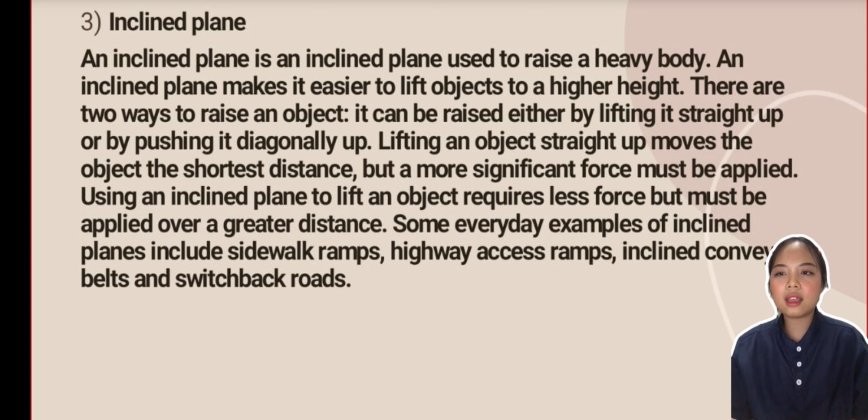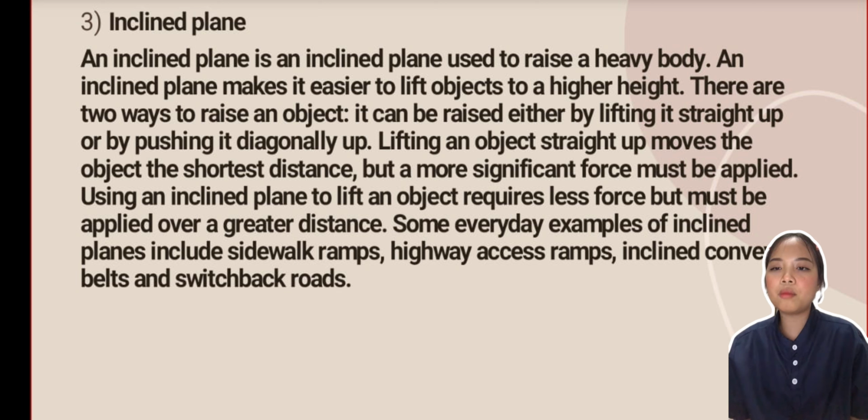The next simple machine is the inclined plane. An inclined plane is used to raise a heavy body. An inclined plane makes it easier to lift objects to a higher height. There are 2 ways to raise an object. It can be raised either by lifting it right up or by pushing it diagonally up.